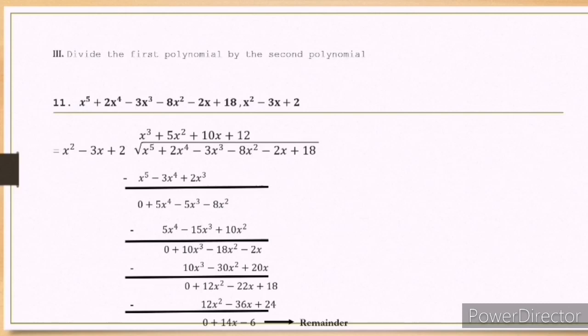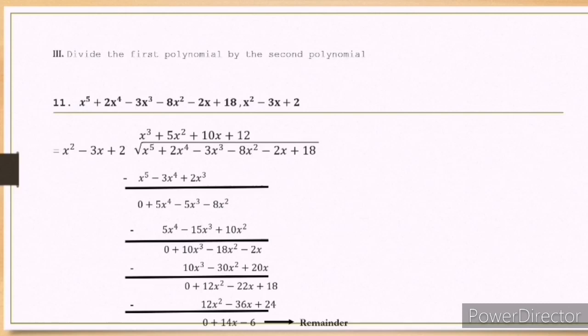Then 5x raised to 4 divided by the first term of the divisor is equal to 5x squared. 5x squared times x squared is equal to 5x raised to 4. 5x squared times negative 3x is equal to negative 15x cubed. 5x squared times 2 is equal to 10x squared. Then subtract.